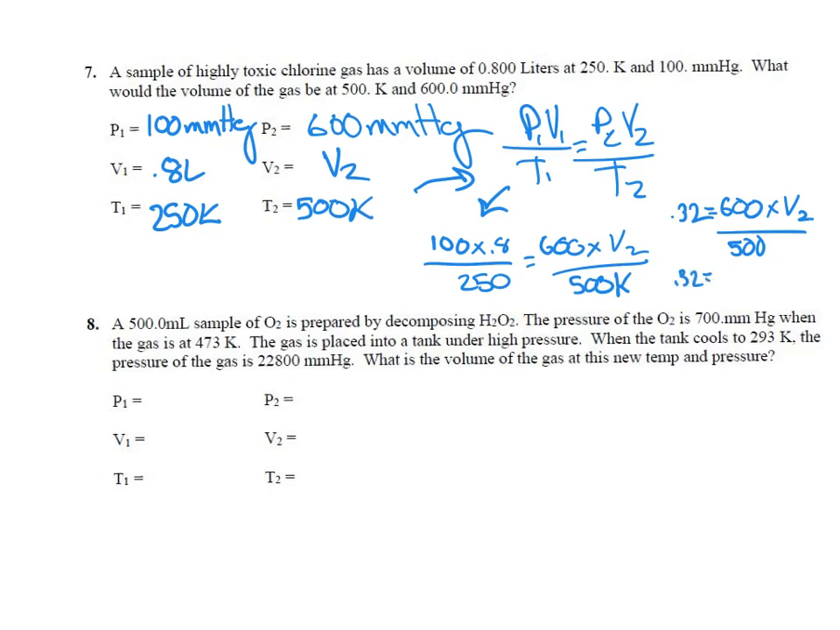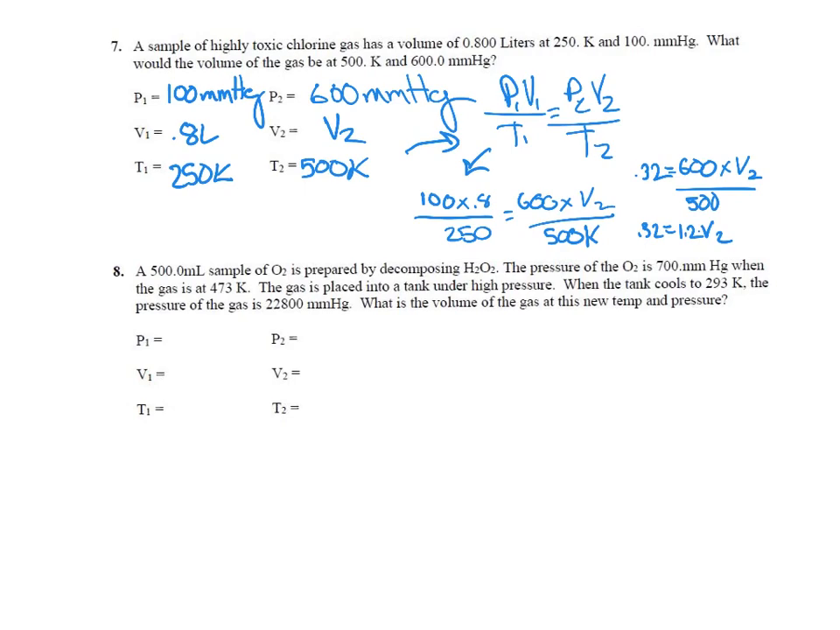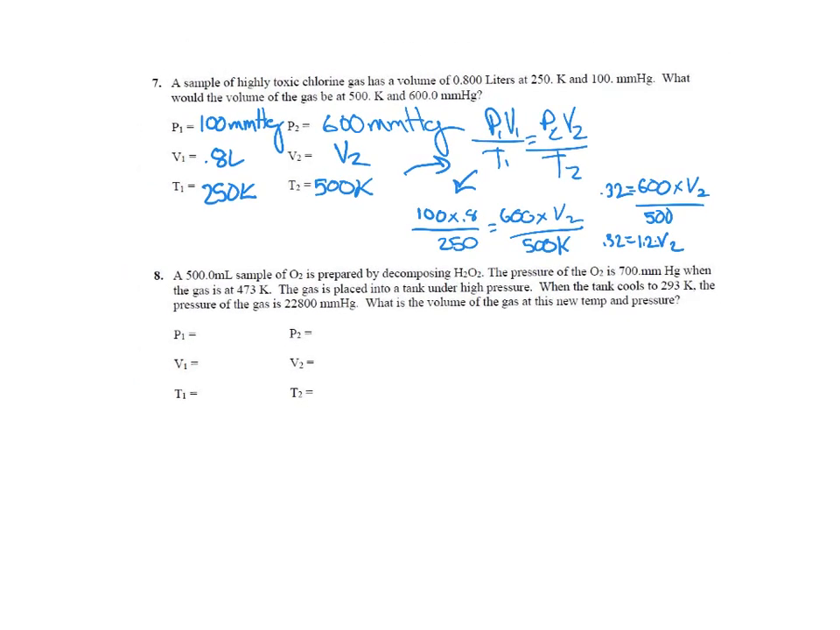0.32 equals 1.2 V2. Then you can continue solving for V2. You have to divide both sides by 1.2. And you're left with V2 equals 0.32 divided by 1.2, which is 0.27 liters. It's a volume, so it's liters.